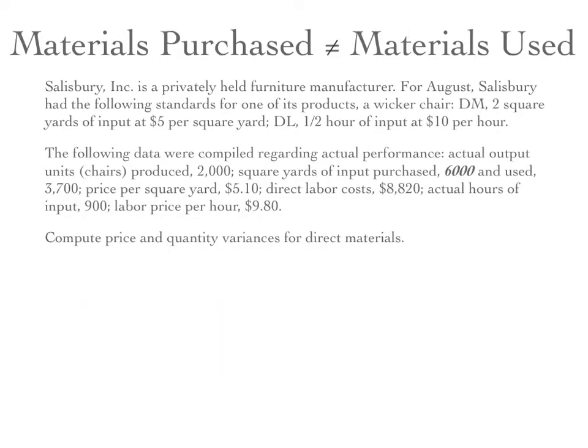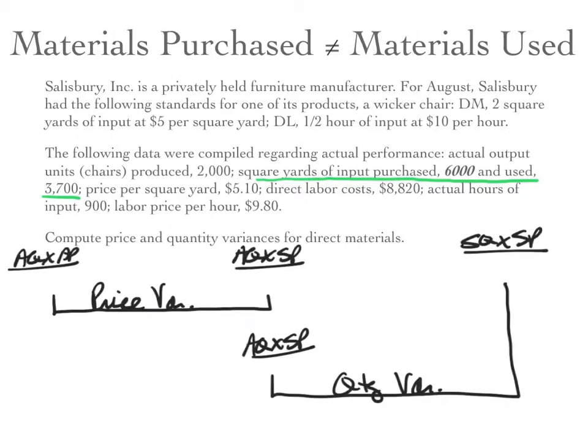So before we close out this video, let's look at an example. Let's go back to Salisbury Inc., which we did for our materials and labor variances. And in this case, materials purchased do not equal materials used. So this is the same problem we did, so I'm not going to read through it again. But what I want to point out is square yards of input purchased was 6,000 and used 3,700. So they're a little bit different here. So the first thing we would do is draw our diagram and label everything. Now, since quantity purchased does not equal quantity used, I'm using the weird diagram in this case.